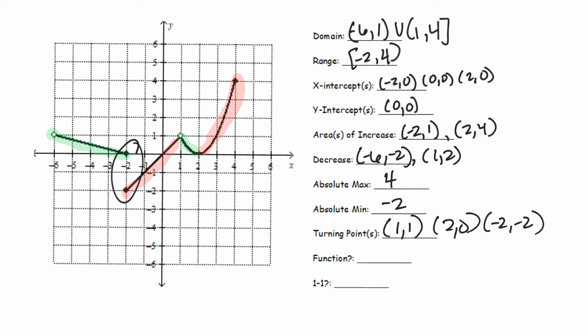Is this graph a function? So does it pass the vertical line test? And it does not, because of what I've already circled here with those 2 closed dots. So this is a no. Is the graph 1 to 1? So would it pass the horizontal line test? The answer to that is also no, because you have several overlapping points right there in that section.